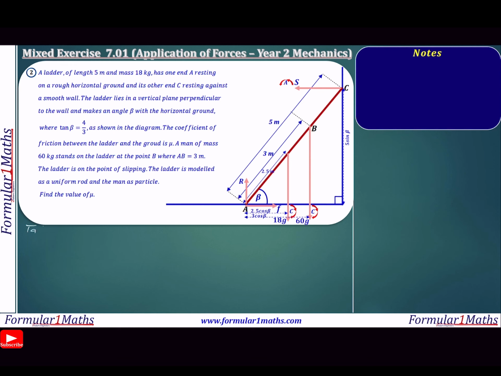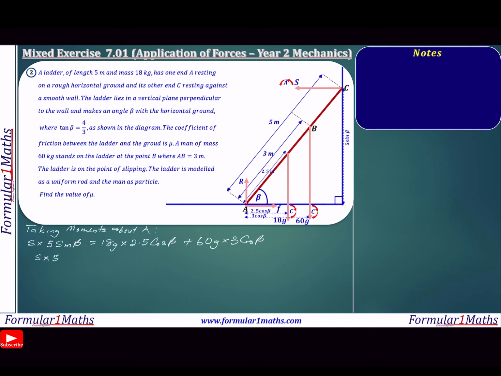So taking moments about A, I will have S times 5 sine beta is equal to 18G times 2.5 cos beta plus 60G times 3 cos beta.